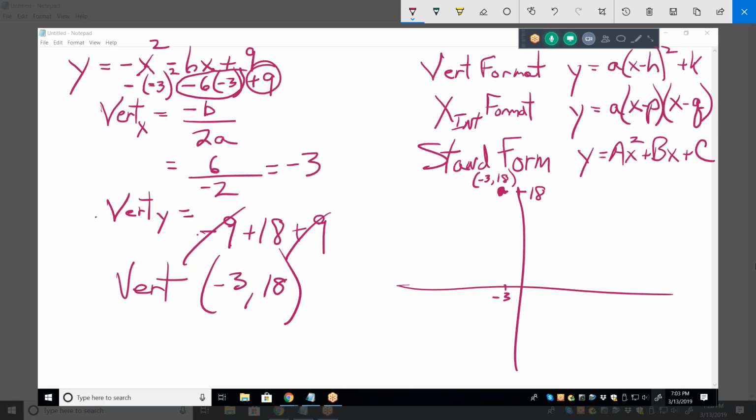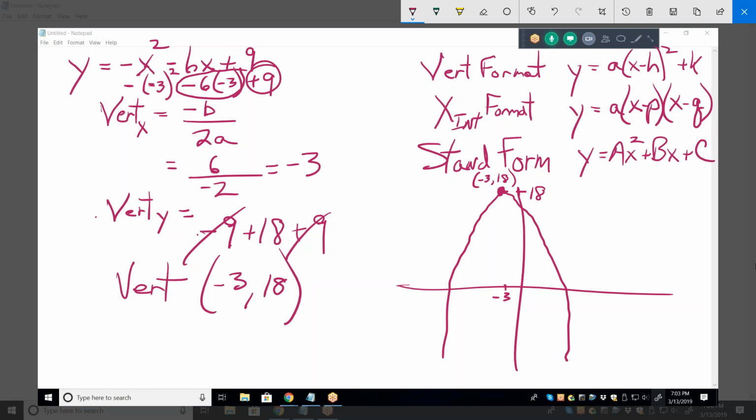Is this thing open up or down? Down, because of that negative sign in front of the x squared. So it looks something like this, but at this point I'm still guessing on my other 2 points.